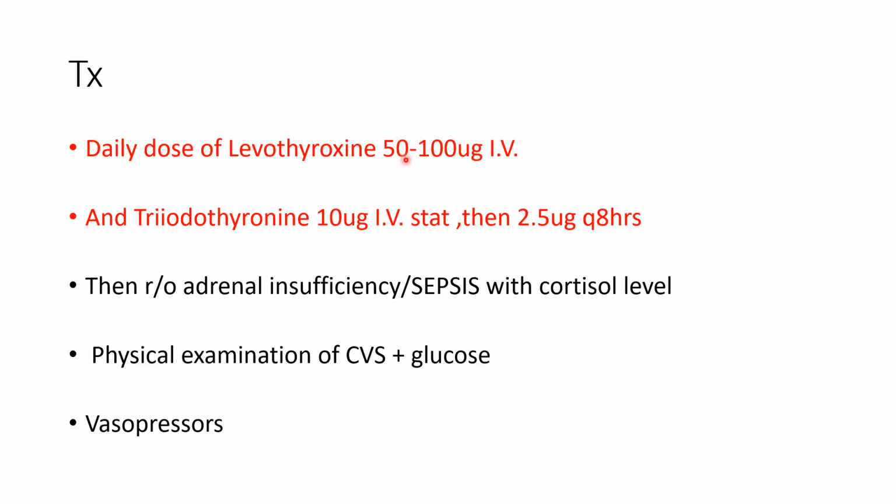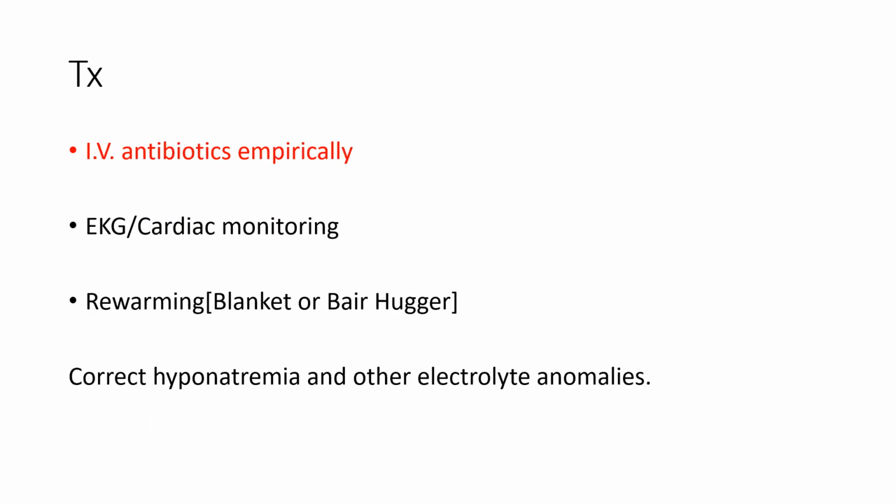Daily dose of levothyroxine, 50 to 100 micrograms intravenously. And triiodothyronine, 10 micrograms intravenously start, then 2.5 micrograms every 8 hours. You can then rule out adrenal insufficiency and also rule out sepsis with cortisol level. Get microscopy, culture and sensitivity, get procalcitonin. Okay. Physical examination of the cardiovascular system, and then you give glucose and so on, and then vasopressors. Intravenous antibiotics empirically, EKG or cardiac monitoring, rewarming with blanket or Bair Hugger in case of hypothermia.